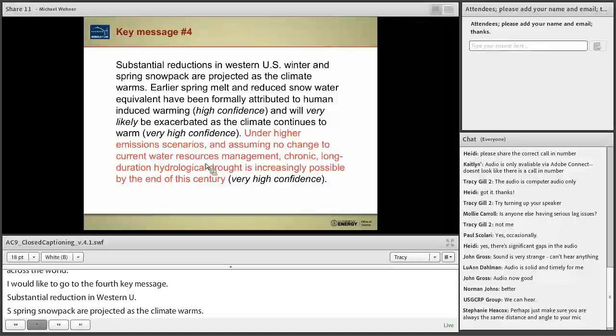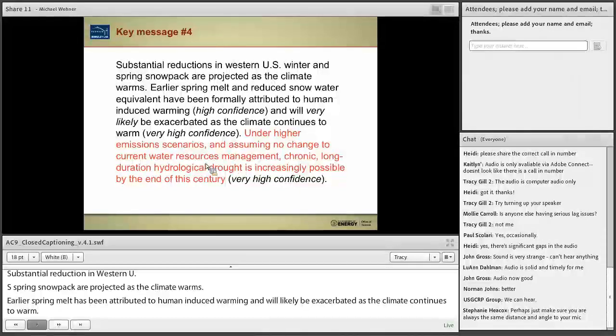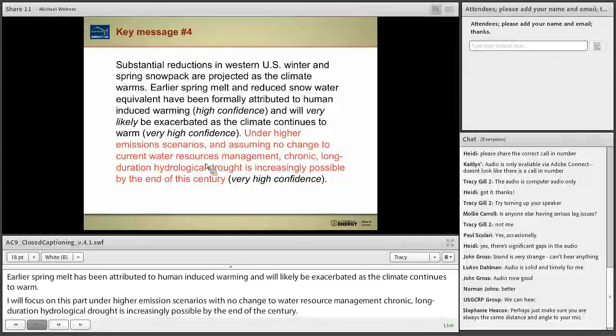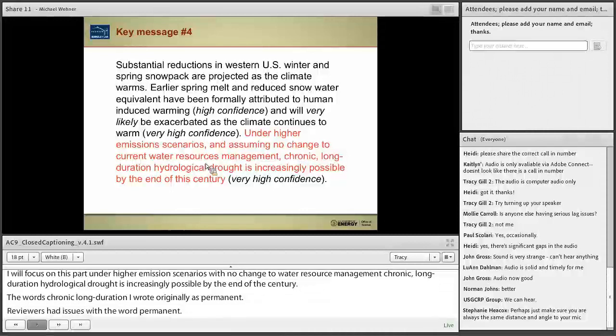I'll focus on this part. Under higher emission scenarios and assuming no change to current water resources management, chronic, long-duration hydrological drought is increasingly possible by the end of this century. Now, the words chronic, long-duration, originally I wrote as permanent, and reviewers had issues with the word permanent because, you know, nothing is ever permanent. What I really meant by permanent is permanent on human timescales, you know, not centuries, but millennia.